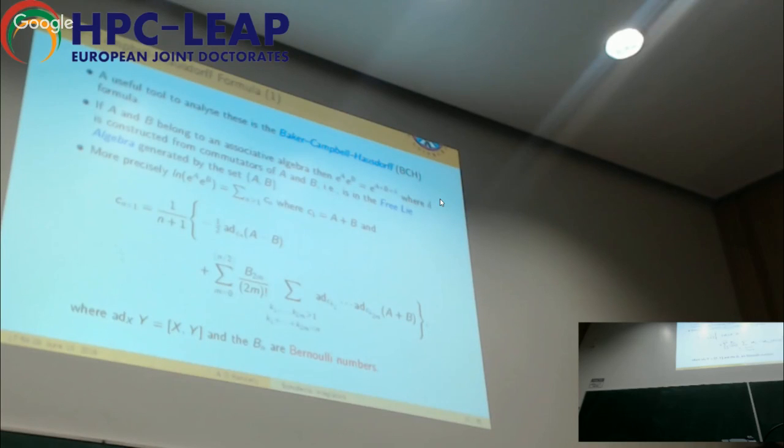And they have the following theorem. It says that if A and B belong to some associative algebra, think matrices, but not a commutative algebra, then the product of the exponentials e to the A times e to the B can be written as e to the A plus B plus delta.